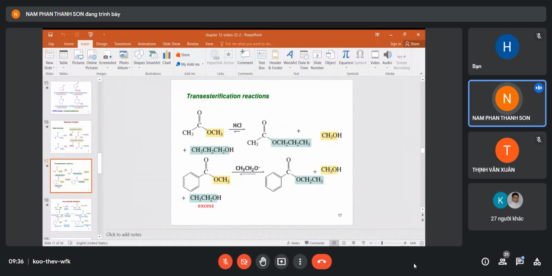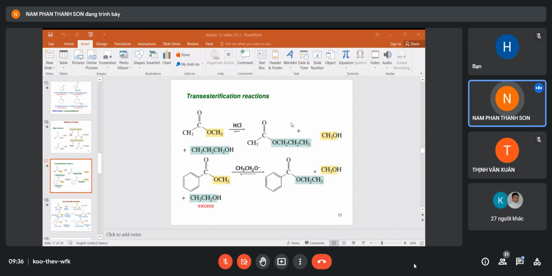That is the reaction between an ester and a new alcohol. Look at the structure of the ester. Ester is formed by the reaction between a carboxylic acid and an alcohol. If you mix the ester with a new alcohol, for example the blue alcohol, then the blue alcohol will replace the yellow alcohol part here. So we have a new ester and a new alcohol. This is the transesterification reaction.